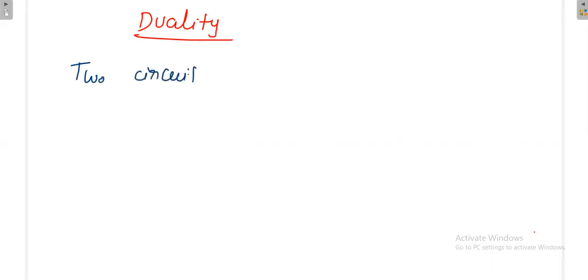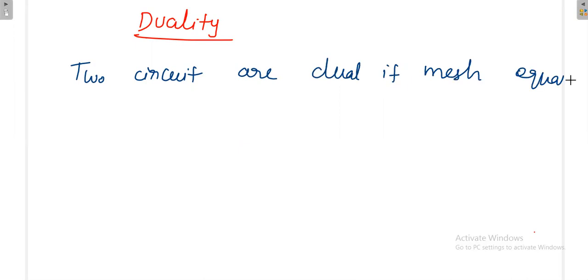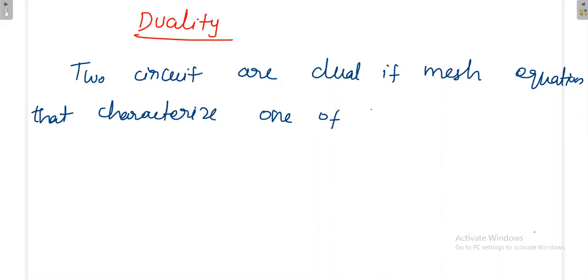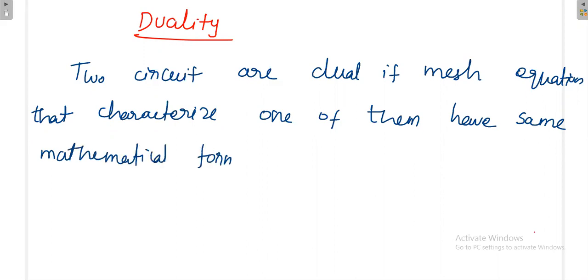Okay. Today's topic is duality. Two circuits are said to be dual if the mesh equation that characterizes one of them has the same mathematical form as the nodal equation that characterizes the other circuit.